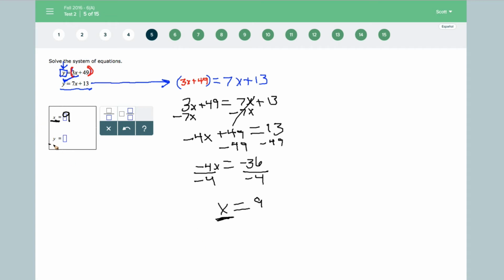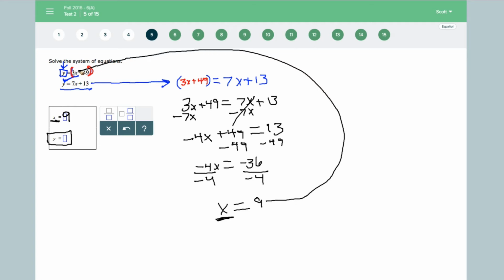Now I still have to find a y equals. So I take this x equals and just plug it in right there. Doesn't matter which equation, just plug it in for that x. So I rewrite that equation, 3, and I'm replacing x, so I put parentheses, plus 49. And what went in that x? This 9. So I do 3 times 9, which is 27, plus 49.